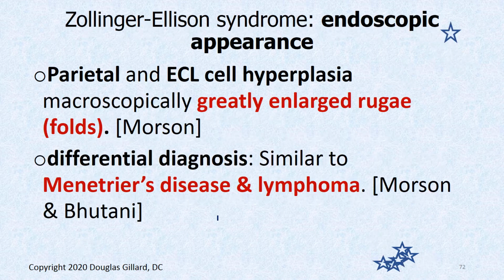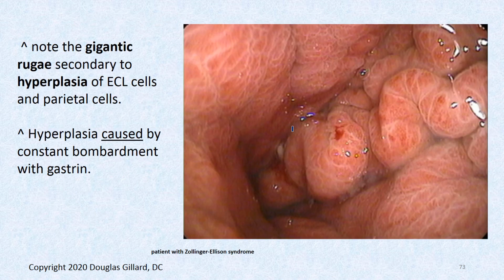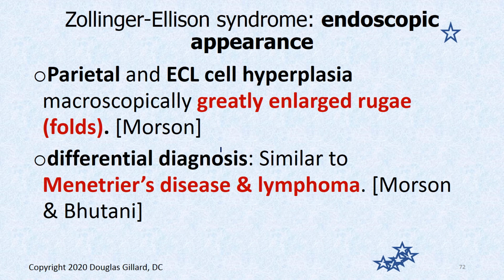You can even see that visually too. In the fundic region of the stomach, if the parietal cells get that big and the ECL cells both live in the fundic region of the stomach, they look huge. The rugae look huge. Look at these rugae. They're gigantic. So that's a patient with ZE syndrome. And the differential diagnosis is a little scary.